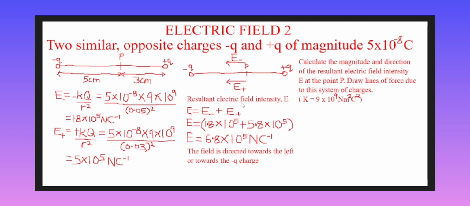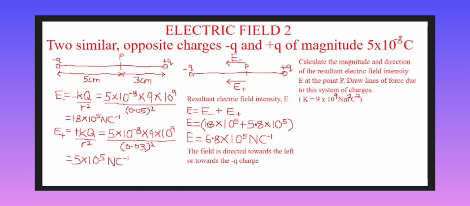All right, so the resultant electric field E is equal to E minus plus E plus. Since both of them are acting along the horizontal, and they are in the same direction, that is why I can add them the way I add normally. They are both along the horizontal, so I can add them normally, and they are also in the same direction towards the minus Q charge.